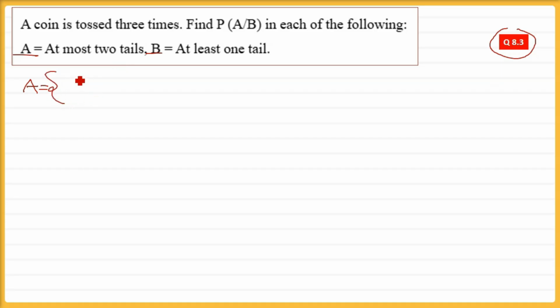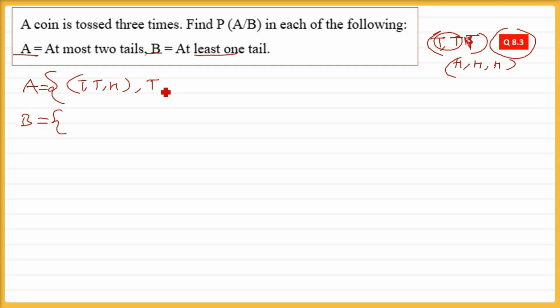So what will A have? At most 2 tails. That is 3 tails cannot come. At most 2 tails means maximum 2 tails can come. 3 tails cannot come, so TTT will not be there. And B set says that at least 1 tail means HHH cannot come. At least 1 tail means all the heads cannot come. That is the whole idea about this question. So at most 2 tails, TTT cannot come. At least 1 tail, HHH cannot come. So we have 7 elements. So in all there will be 8 combinations or 8 elements in the set. Just remove TTT and write all the 7 combinations except TTT.